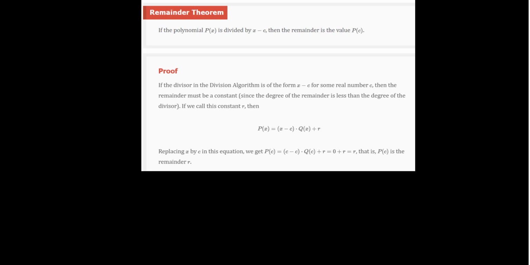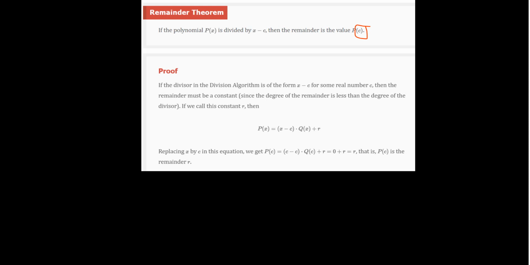So the remainder theorem reads, if we have some polynomial and it is divided by x minus c, then the remainder is the value of that polynomial at that constant. Let me just read it, and then I'll try to reword it in my own way. If the polynomial p of x is divided by x minus c, then the remainder is the value p of c. If we divide by x minus c, the remainder will be that polynomial evaluated at that constant c, okay?